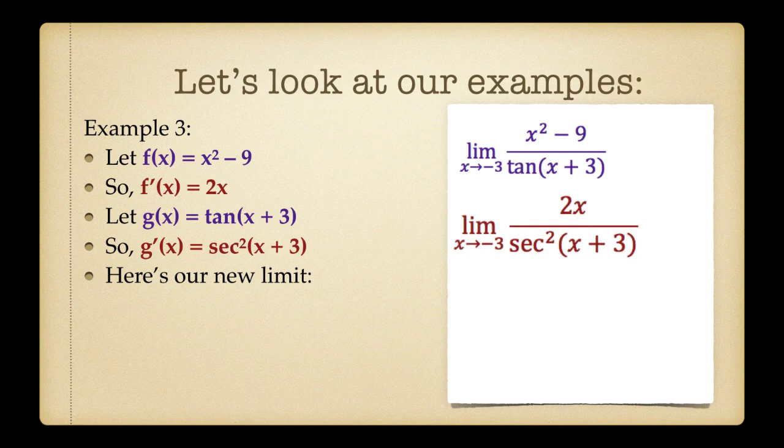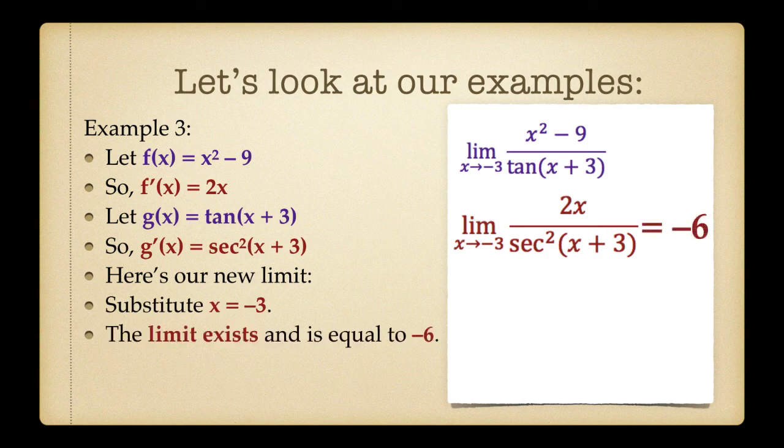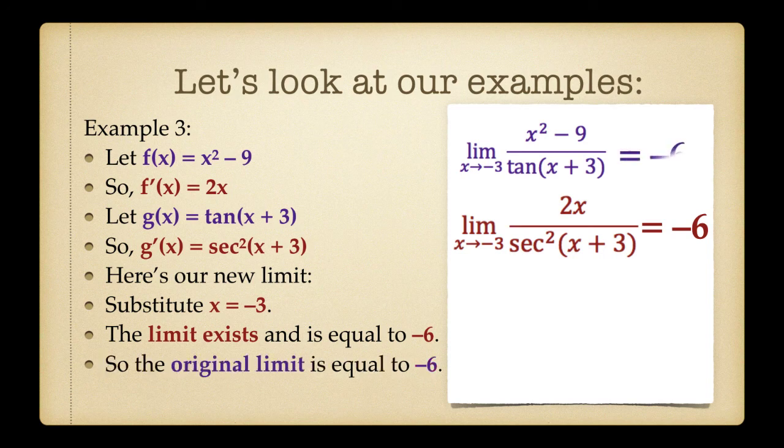So here's our new limit with the derivative of the top on top and the derivative of the bottom on bottom. Okay, if I replace x with negative 3 this time, it does exist and it's equal to negative 6. So that means the original limit is equal to negative 6.